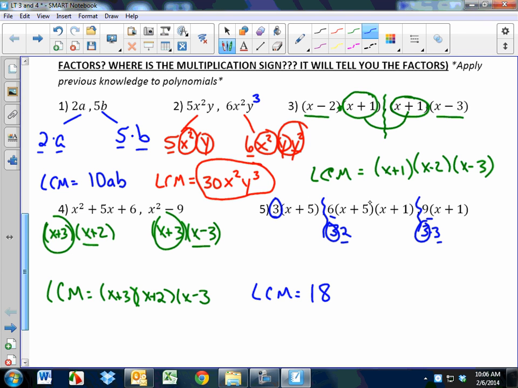Then we look at the binomial parts, and this x plus 5 is shared with that x plus 5, and this x plus 1 is shared with that x plus 1. Therefore, the least common multiple will have one of these shared x plus 5s, but it will also have one of the shared x plus 1s. So that's Learning Target 3.